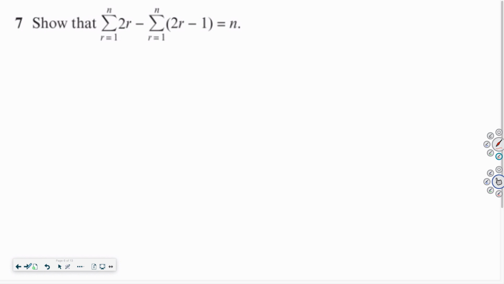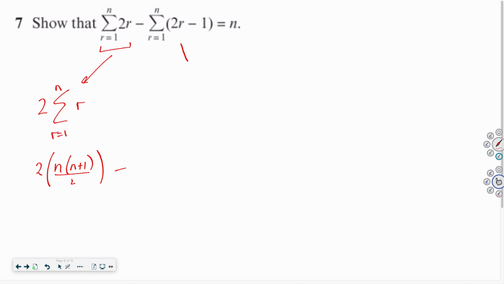Question 7 says, show that the summation of 2r from 1 to n minus the summation of 2r minus 1 from 1 to n is equal to n. So, if we have a look at this sequence here, we're able to pull that 2 out to the front. And then that becomes 2 lots of the summation of r from r equals 1 to n, as the 2 is just a constant, so we can bring that out. Using the information that we learned previously, this can become 2 lots of n times n plus 1 over 2, as it's just an arithmetic sequence. It's 1 plus 2 plus 3 plus 4 up to n, so using the formula, that's what we get.